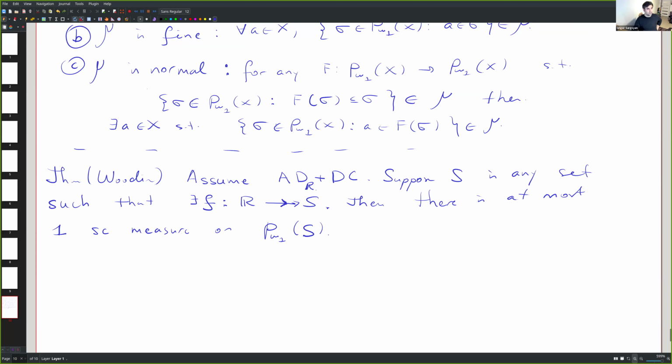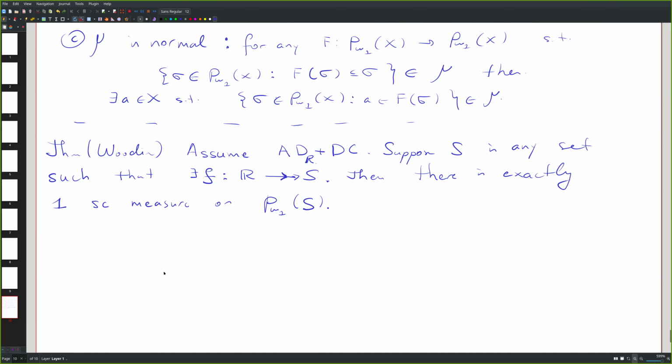So there is exactly one. So now why don't we change this? There is exactly one super compactness measure on... Viggo, did you say you will need AD_R also in the proof that there's at most one?